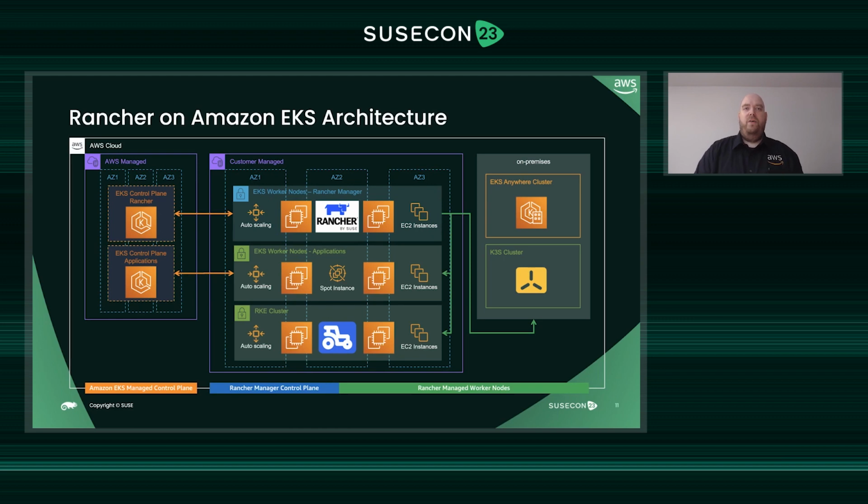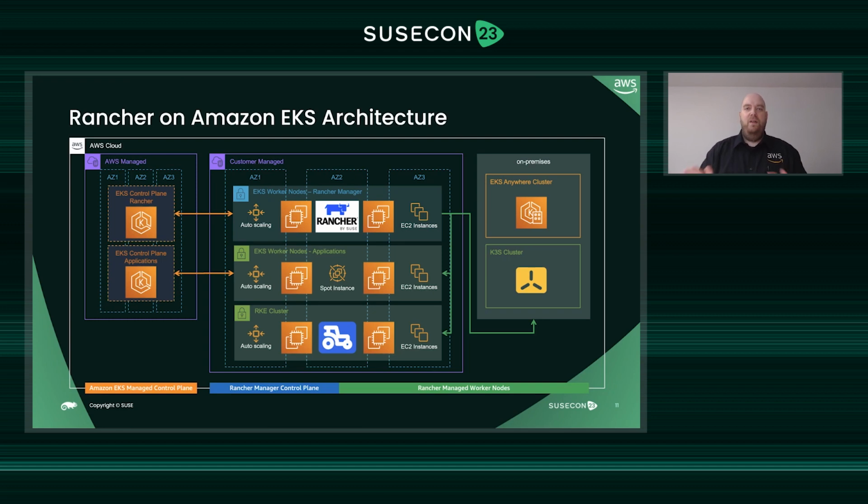The Rancher on Amazon EKS architecture. Amazon Elastic Kubernetes Service is our managed service offering for Kubernetes, which means that Amazon takes care of high availability, patching, and scaling of control nodes. Then we also have EKS Anywhere, which is based on EKS Distro. That's the same software stack which also powers EKS on cloud, but you can install it on premises. And then we have Rancher as our management solution.